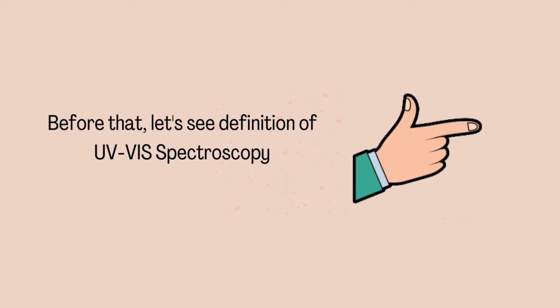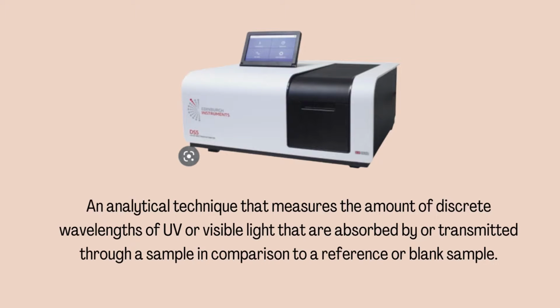Before that, let us see the definition of ultraviolet visible spectroscopy. Ultraviolet visible spectroscopy is an analytical technique that measures the amount of discrete wavelengths of ultraviolet or visible light that are absorbed by or transmitted through a sample in comparison to a reference or blank sample.